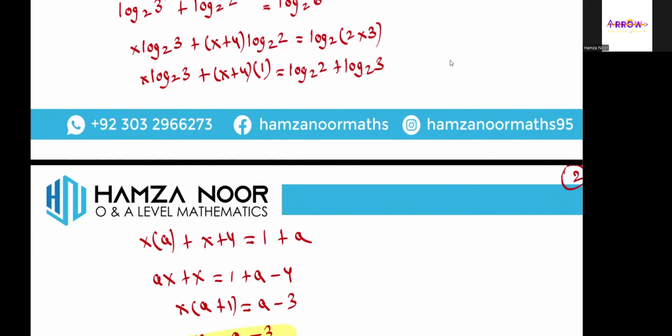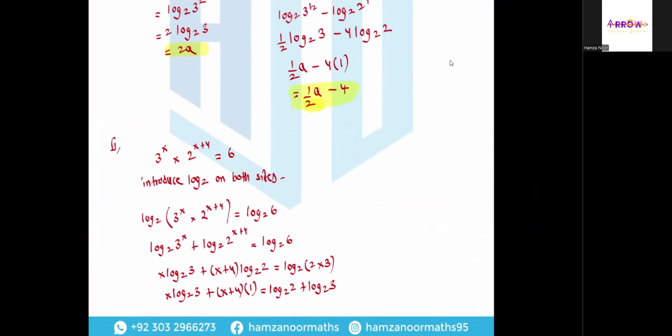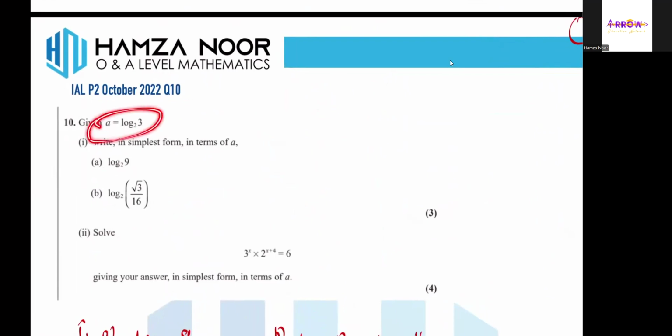So now all we need to do is rearrange the terms and make x the subject. So ax plus x is equal to 1 plus a minus 4. Taking x common, x multiplied by a plus 1 is equal to a minus 3, and therefore x is equal to a minus 3 divided by a plus 1. This is supposed to be our answer, the requirement which we are looking for. We needed to express our answer in terms of a, where a is basically log with base 2 argument 3.